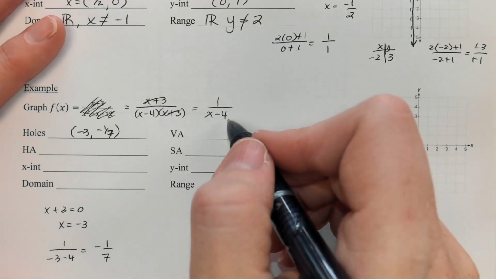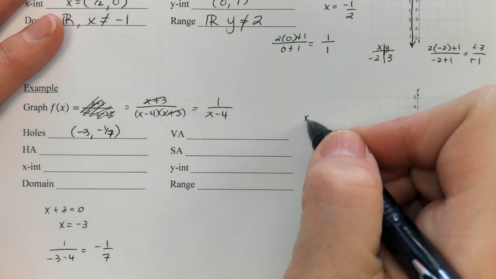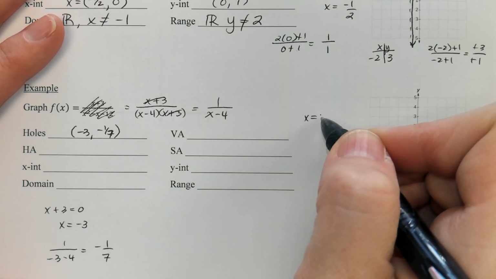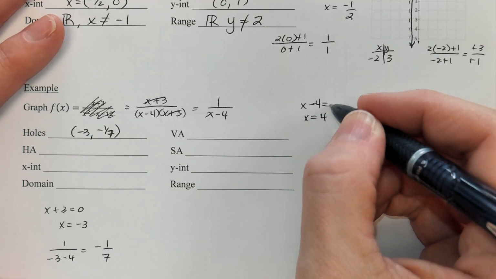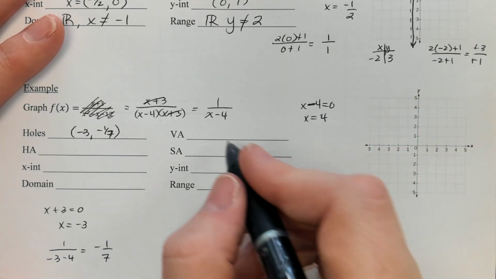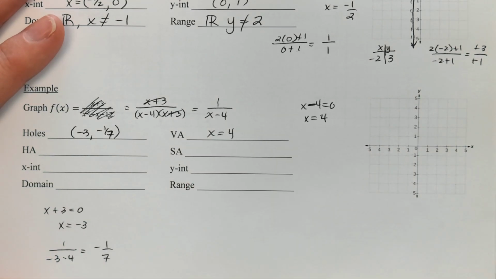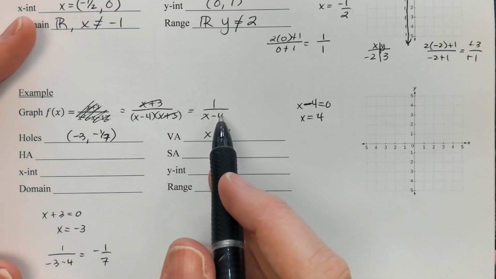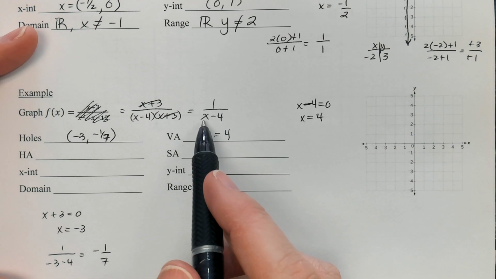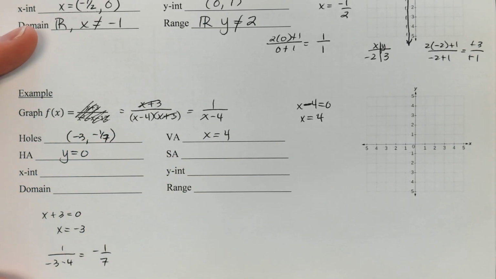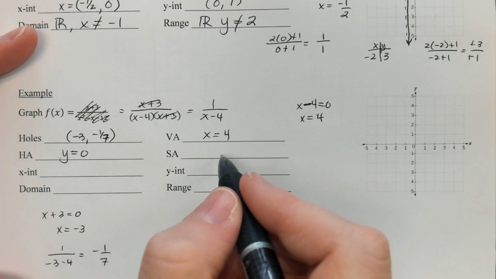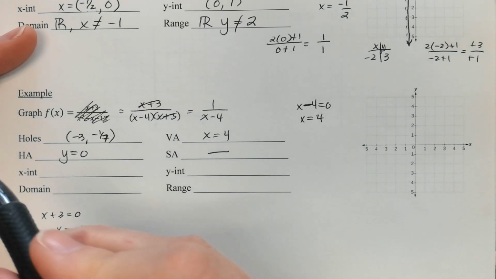VAs happen when the denominator is set equal to 0. So x minus 4 equals 0. Add the 4 over and you have a vertical asymptote at 4. Horizontal asymptote, highest power this time is in the bottom, and your card says when that happens you have a horizontal asymptote of 0. You can't have an HA and an SA, so no SA.